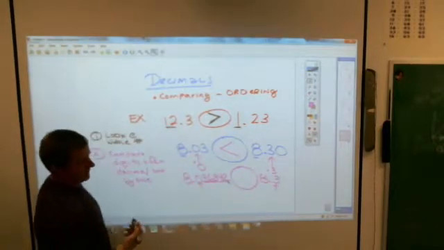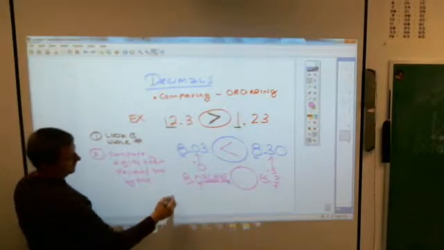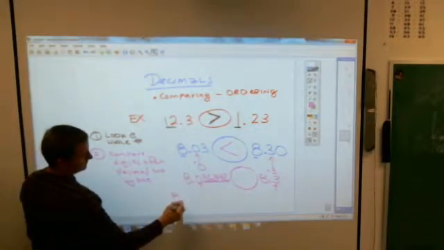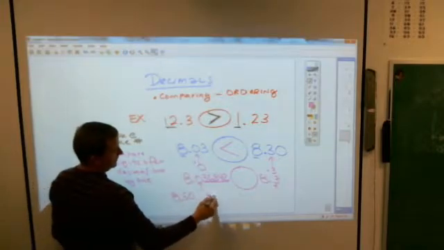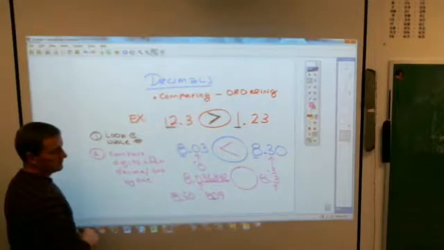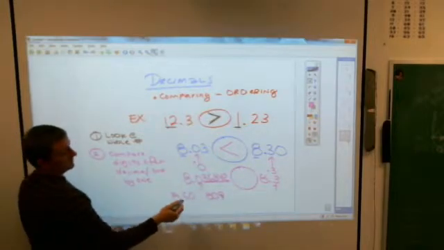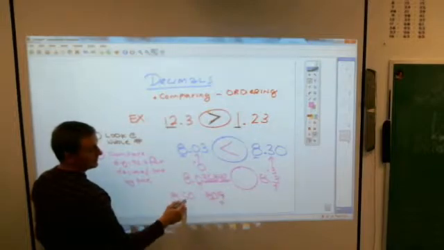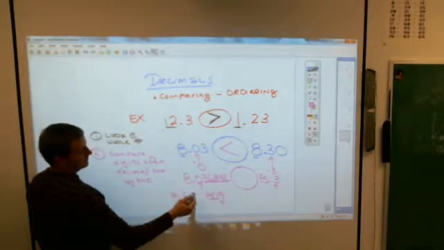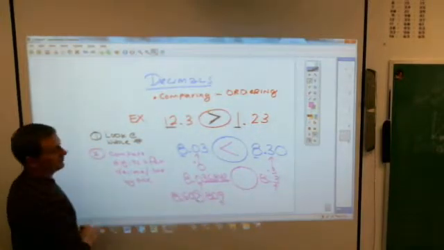A good example of that is in money. If you have $8.50 compared to $8.09, even though this 9 as a digit is larger than the 5, because this 9 is in the hundredths place, that's like 9 pennies. This is like 5 dimes. That is going to be bigger.